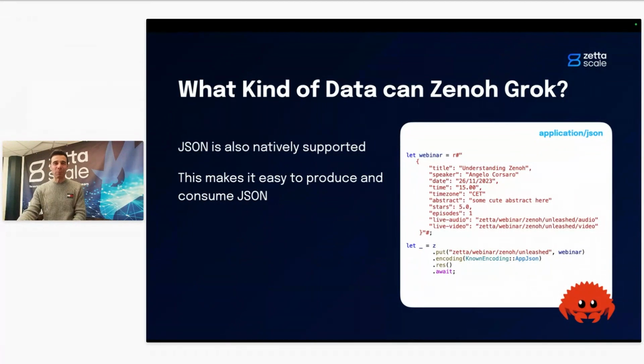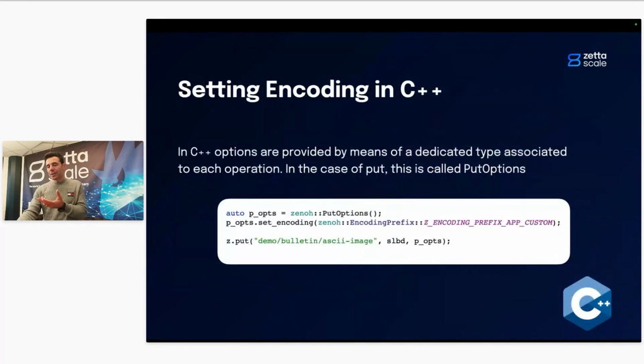Maybe in a few months, they will be available as a compile time selection, but as of today, they are not there. How do you set the encoding in C++? So in C++, for any operation that accepts options, you have an option type. In this case, it's put options, and you would set the encoding, for instance, and then just pass it as part of the put operation.